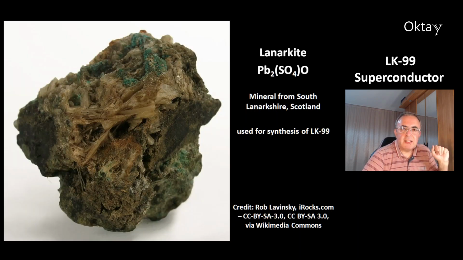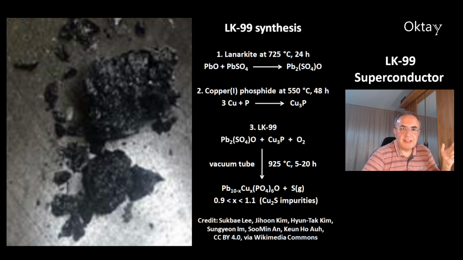This is a mineral Lanarkite, lead sulfate oxide, from South Lanarkshire in Scotland. This is one component for the synthesis of LK-99. This is the synthesis of the LK-99. First step is production of Lanarkite from lead oxide and lead sulfate. Second step is synthesis of copper 1 phosphide from the elements. Third step is the synthesis of LK-99 from Lanarkite plus copper phosphide plus oxygen in a vacuum tube at 925 degrees Celsius. And that gives you LK-99 plus sulfur byproduct.